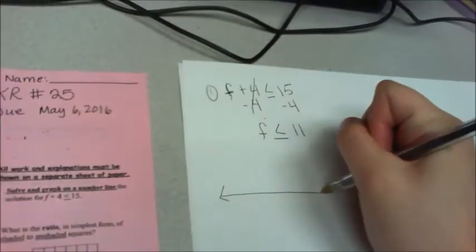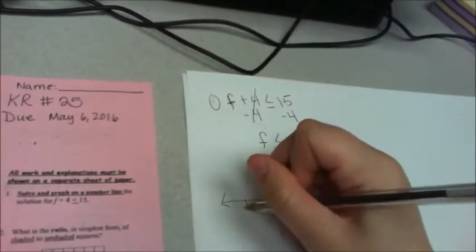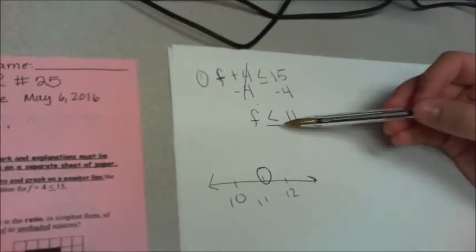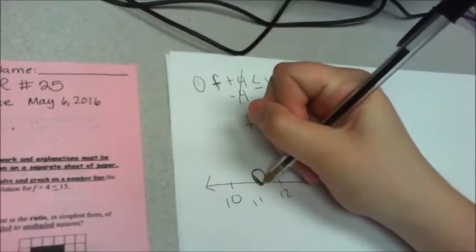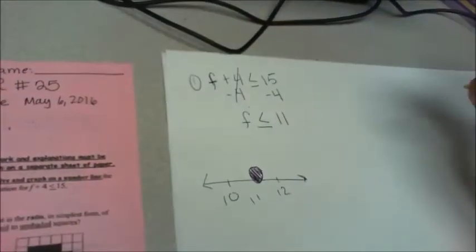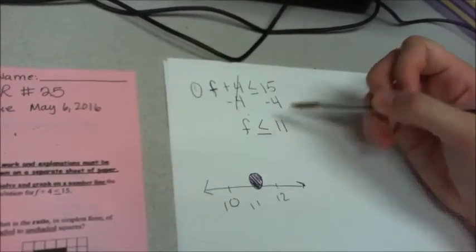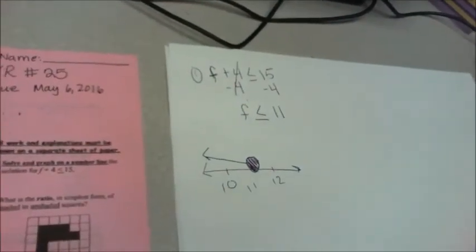So on a number line, here's 11, 12, 10. We know our circle is going to go on 11. Since it's underlined, that means it's also equal to 11, so we're going to color that circle in. And then all numbers less than or equal to 11. Less than is that way. And that's your graph.